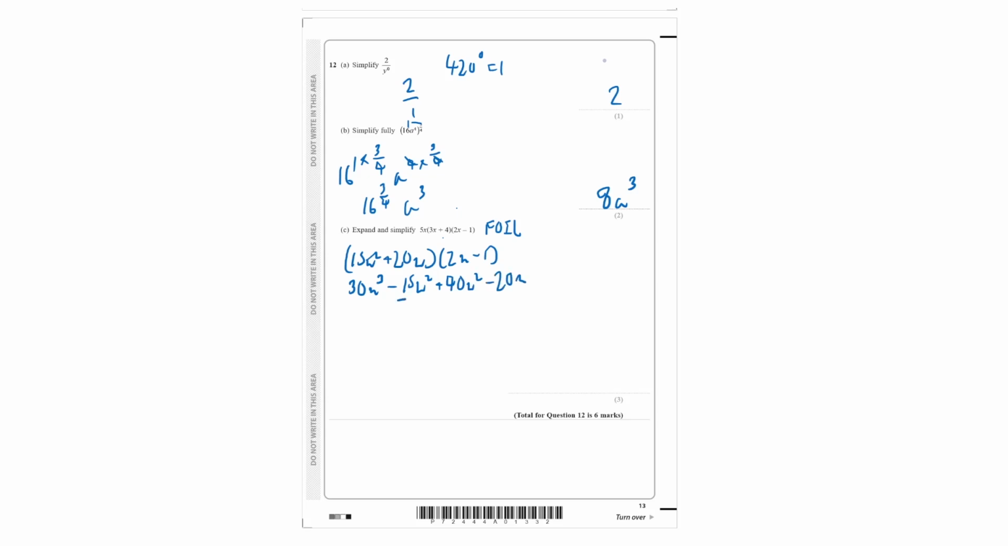Always make sure to combine like terms. So here we have negative 15x squared plus 40x squared, which is 25x squared. This is 30x cubed plus 25x squared minus 20x. And we simply write here 30x cubed plus 25x squared minus 20x.